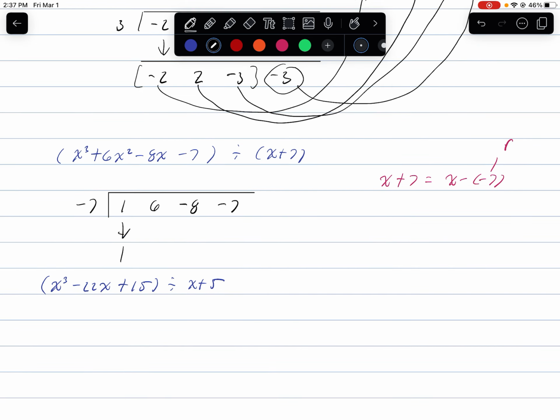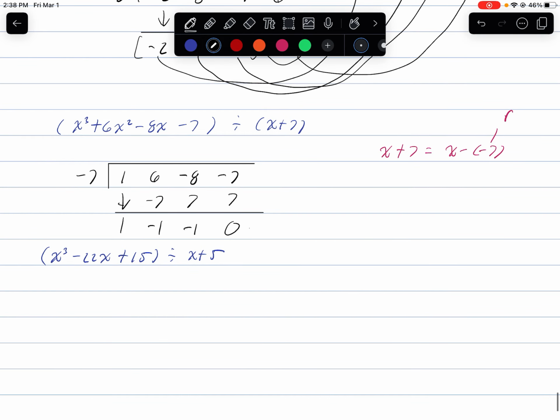We're going to bring the 1 term down. -7 times 1 gives us -7. 6 plus -7 is -1. -7 times -1 is +7. -8 plus 7 is -1. And -7 times -1 gives us +7. -7 plus 7 gives us 0. So great, we have a remainder of 0.